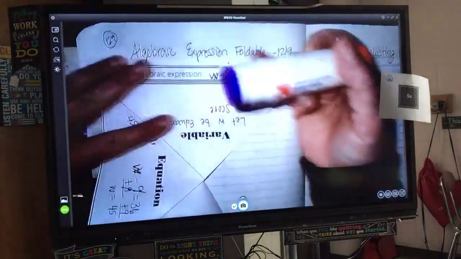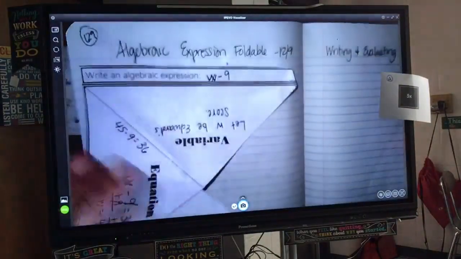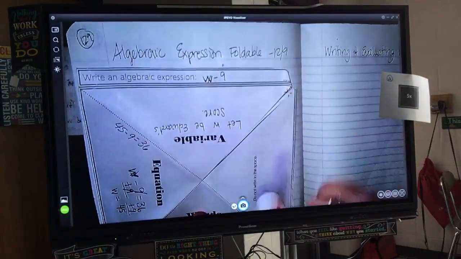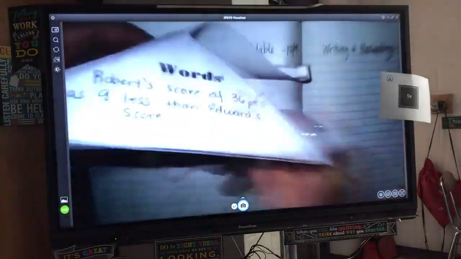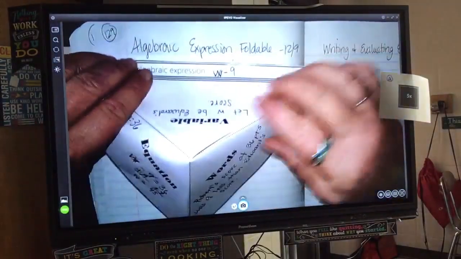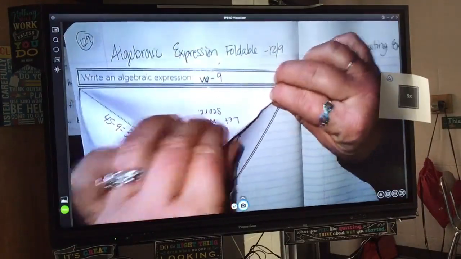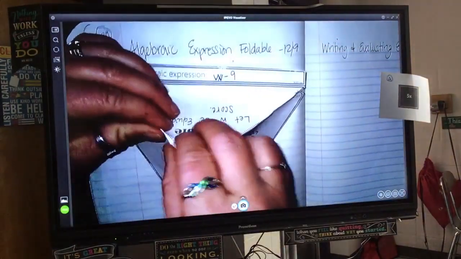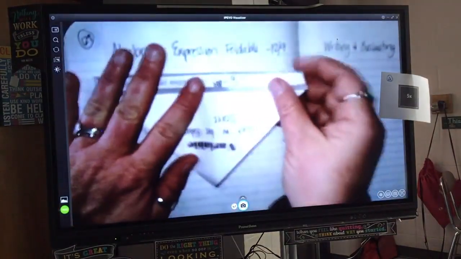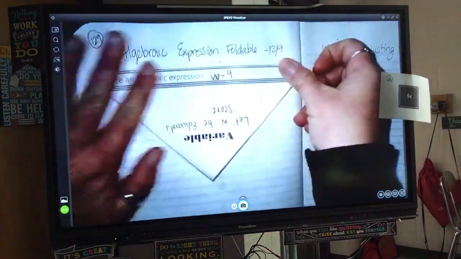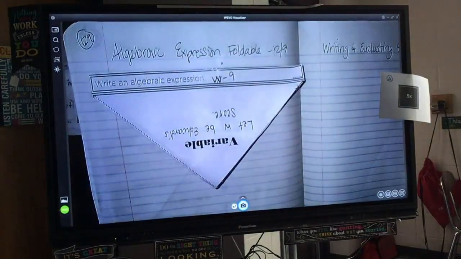How do you make it again? So you fold it on all the lines, and then this piece right here that says do not write on this space, you glue it to this side. And you just hold it down. You don't have to.